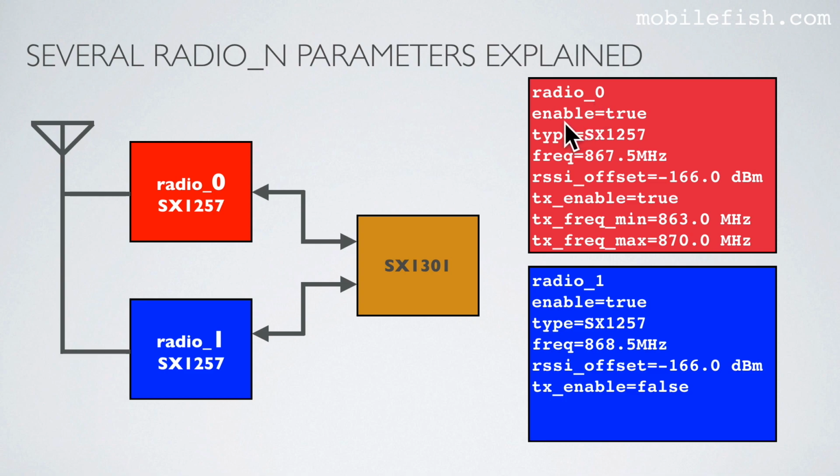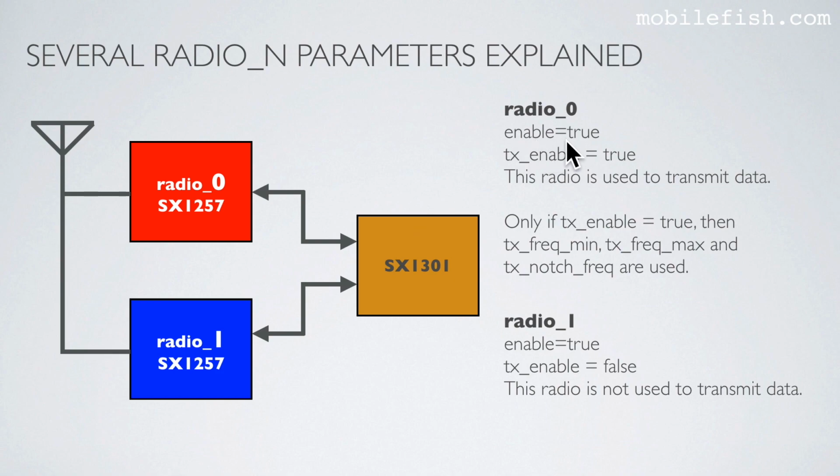In radio 0, the enable parameter is true and the transmit enable parameter is true. The minimum transmission frequency is set to 863 MHz and the maximum transmission frequency is set to 870 MHz. If the network server requests the gateway to transmit at 868.1 MHz, it is within this range. The gateway will execute this request. But if the network server requests the gateway to transmit at 860 MHz, which falls outside this range, then the gateway will not execute this request.